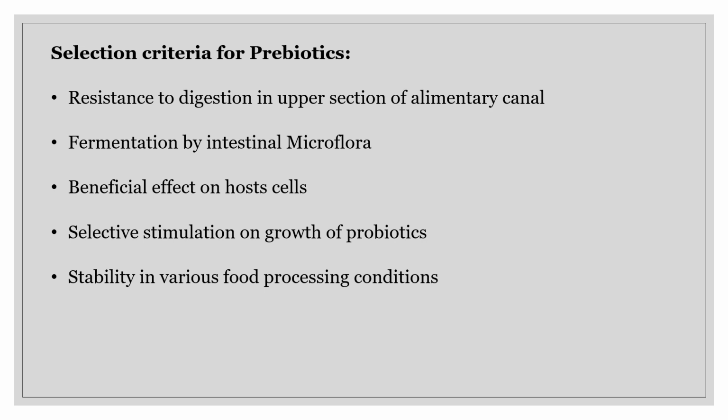Like probiotics, let's see what are the selection criteria for prebiotics. Prebiotics should be resistant to digestion in the upper section of the alimentary canal. It should be fermented by the intestinal microflora. It should show beneficial effects on the host who is consuming it, and selective stimulation of growth of probiotics should also be shown. Then it should be stable in various food processing conditions as well. And when you consume it, it should show some potential good health benefits, right? So this was about selection criteria for prebiotics.